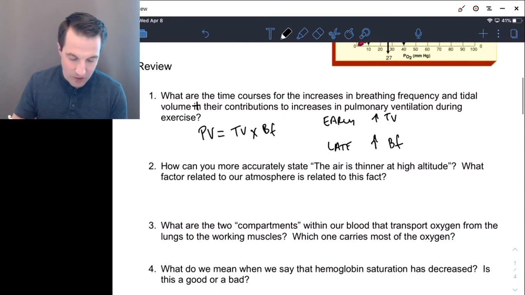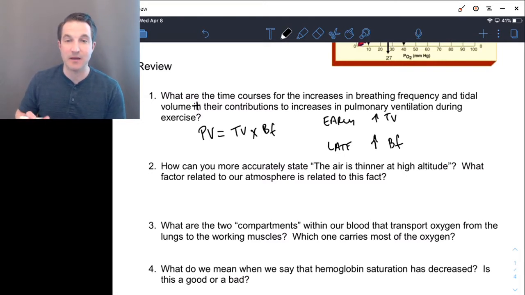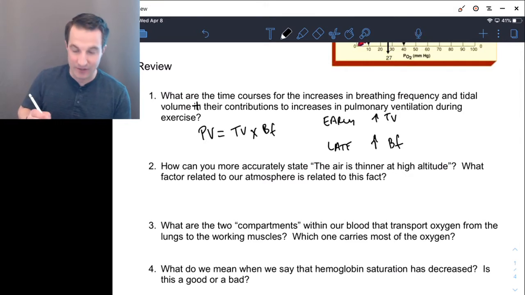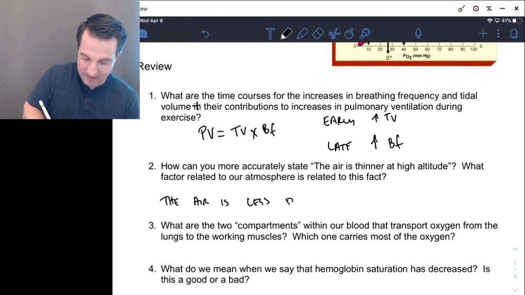Okay. Number 2, how can you more accurately state the air is thinner at high altitude? What factor related to our atmosphere is related to this fact? Okay, so this goes back to my biggest pet peeve of people saying that there's less oxygen when you move to high altitude. And that is not true. A better way to say that the air is thinner is that the air is less dense.